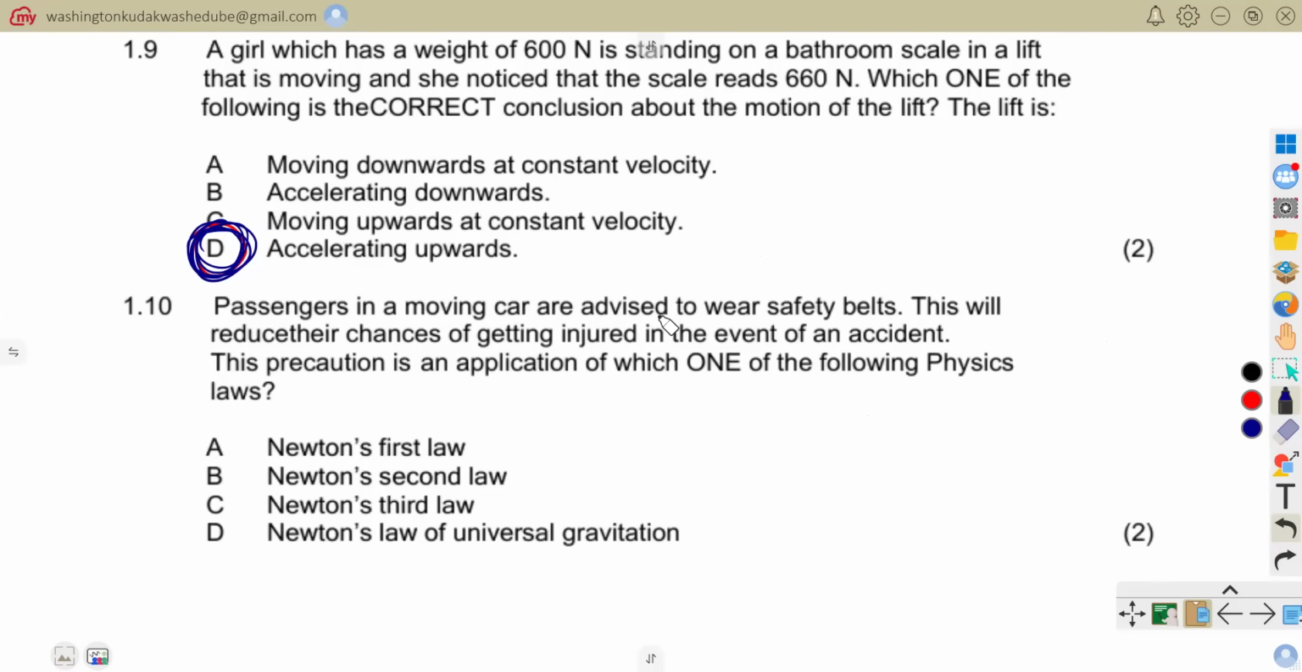Passengers in a moving car are advised to wear safety belts. This will reduce their chances of getting injured in the event of an accident. So we have a car. With that car, a passenger who might be seated there is advised that she should wear a safety belt.